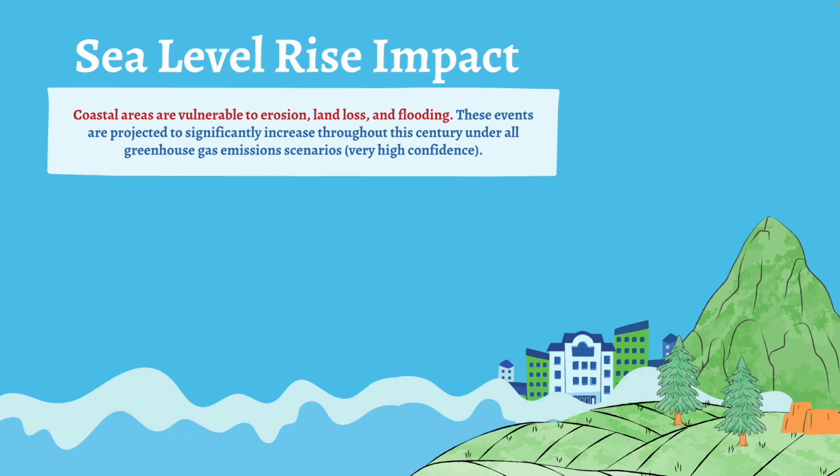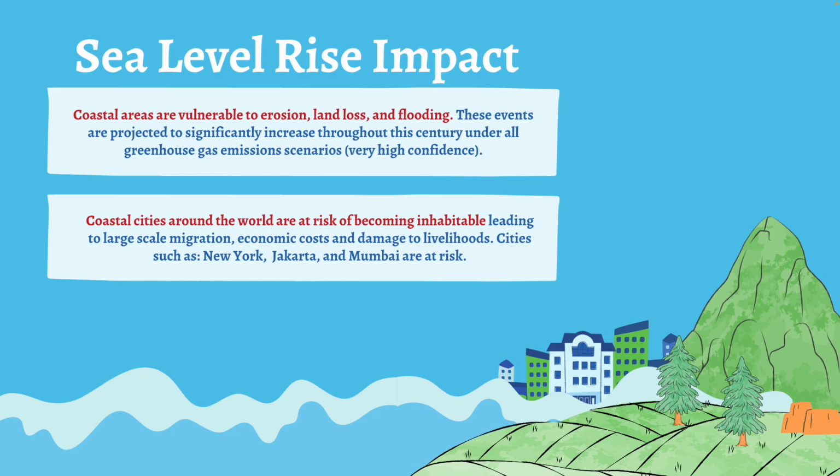Coastal areas are vulnerable to erosion, land loss, and flooding. These events are projected to significantly increase throughout the century under all greenhouse gas emission scenarios. Coastal cities around the world are at risk of becoming uninhabitable, leading to large-scale migration, economic costs, and damage to livelihoods. Cities such as New York, Jakarta, and Mumbai are all at risk.